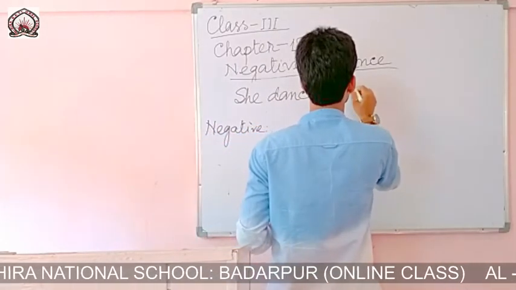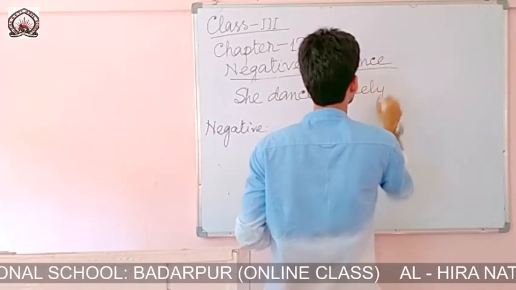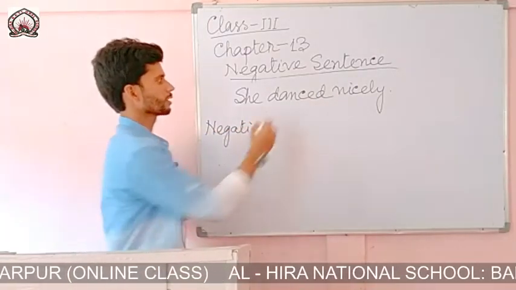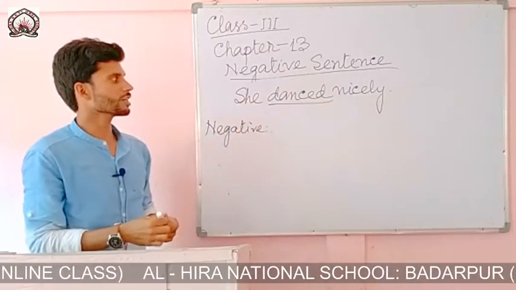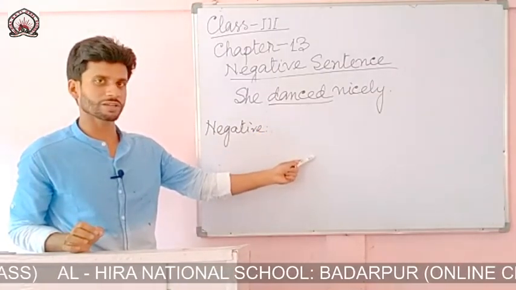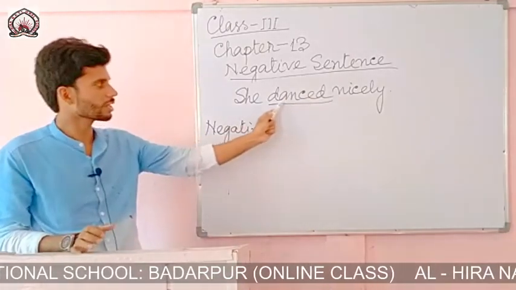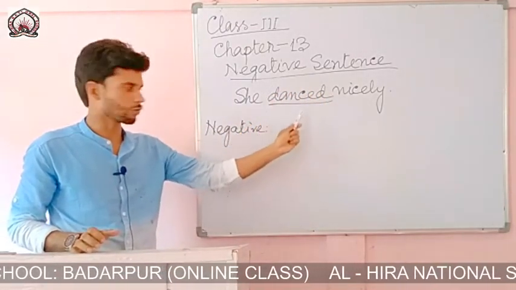She danced nicely. Danced. It is in past tense. Just like the previous sentence, this sentence is in past tense, and the verb is in past form.